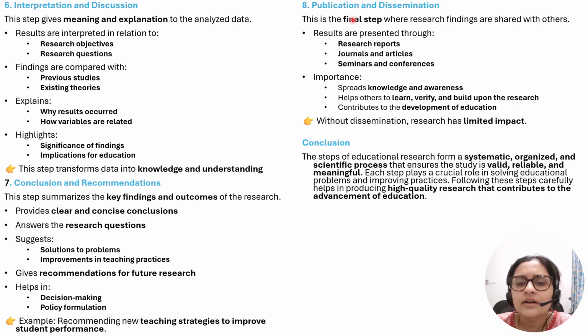The last one is publication and dissemination. It is the final step wherein the research findings are shared with others. The research is presented through research reports, journals and articles, seminars and conferences. Without this final step, dissemination, that is sharing with others, nobody will know that the research work has been done, and it will not have an impact. There is no use of doing the whole research. So sharing of that research, that is dissemination, should be there.